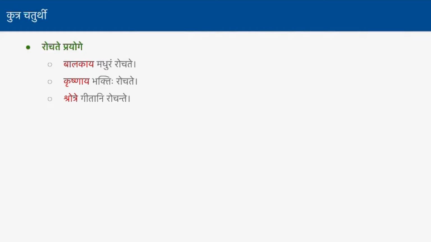Anjaneyaya Ramam rochate or Ramah rochate? How will it come? Ramah rochate, Prathama. Ramah rochate, right? Anjaneya likes Rama. Then Chatraya Guru rochate. The disciple likes the teacher. Samyak.